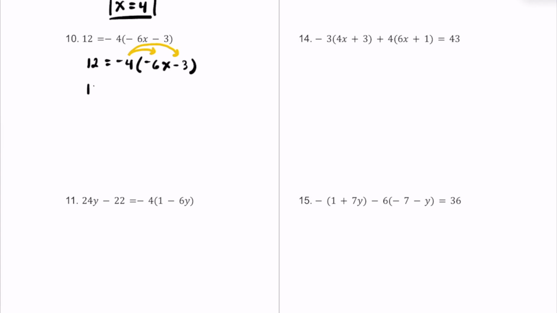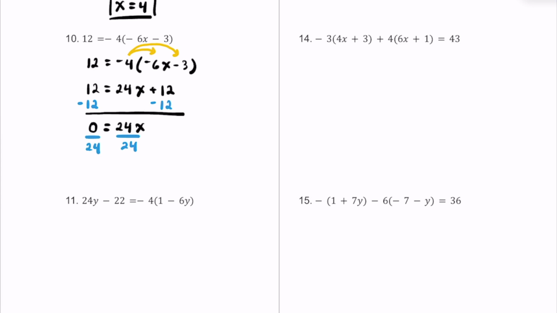If we do that, we're going to get 12 is equal to positive 24x, and then a positive 12 here. With the two-step equation here, we only have one term with an x on the right side. Let's get rid of this 12 on the right side so we can get an x equals. If we subtract 12 from both sides, we're going to get 0 on the left side, and on the right side, we're going to be left with 24x, since we also get 0 from 12 minus 12. For this final step, let's divide both sides by 24.